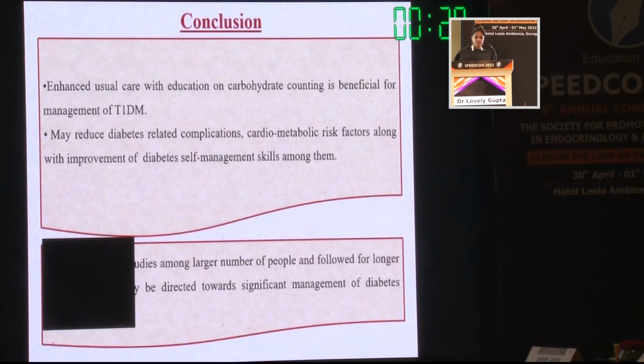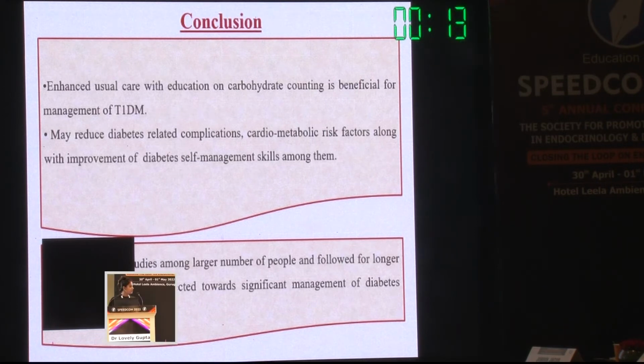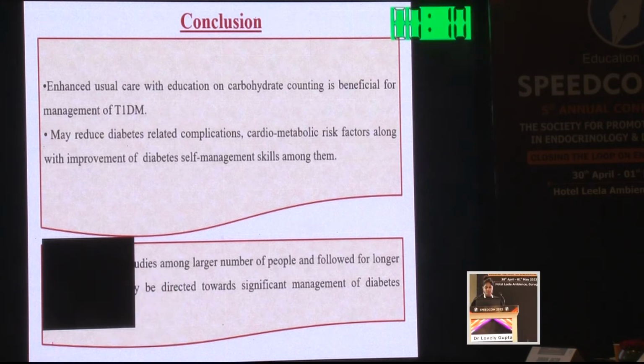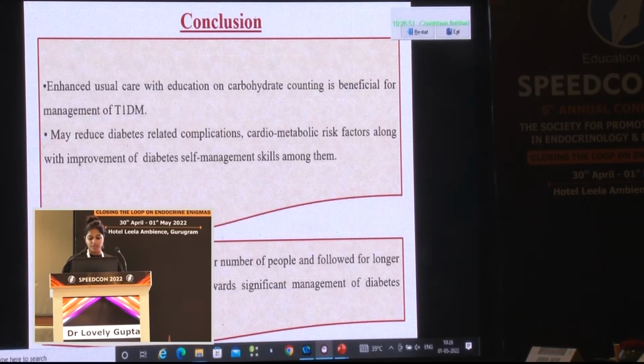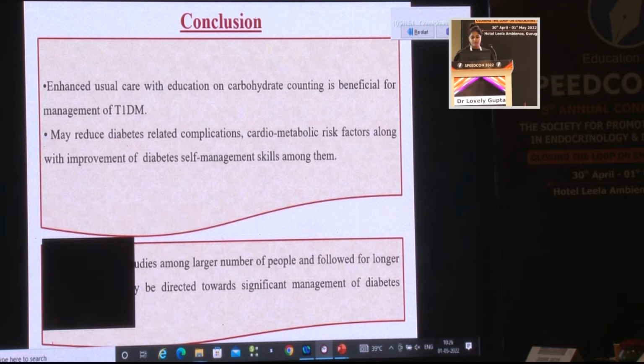The conclusion was that enhanced usual care with education on carbohydrate counting is beneficial for management of type 1 diabetes. It may reduce diabetes-related complications and cardiometabolic risk factors, along with improvement of diabetes self-management skills. This is one of the new studies being conducted in the South Asian region. I also conclude that if such studies are conducted among a larger number of people and followed for a longer period of time, they may be directed towards significant management of diabetes outcomes.